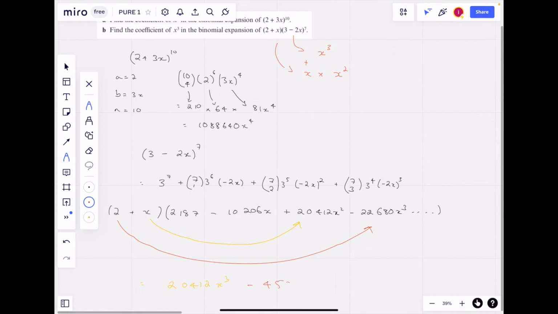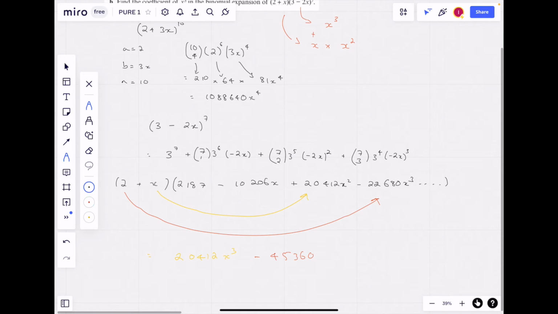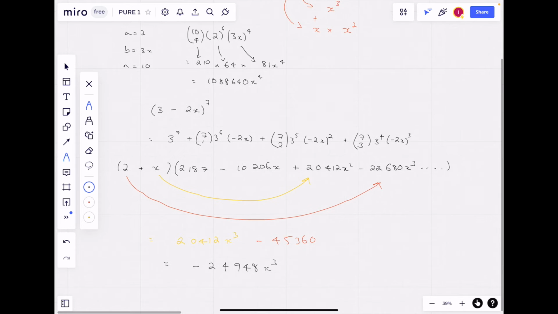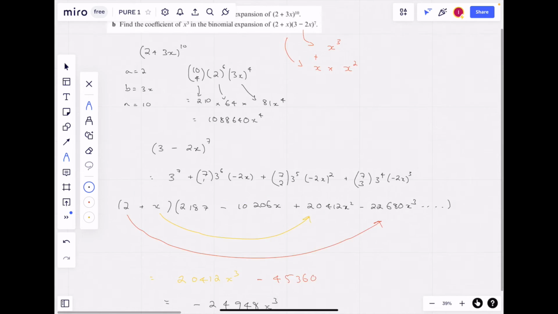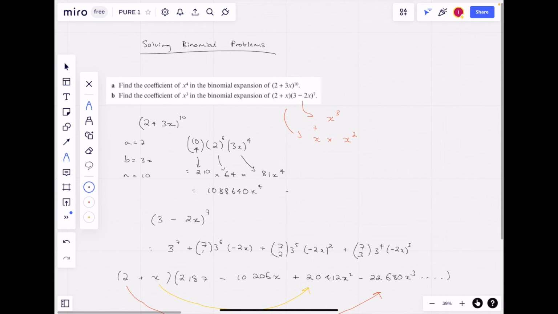Minus 45360. And now you're going to minus them. 20412 minus 45360 gives you minus 24948x cubed. So the coefficient is minus 24948. That's your answer.